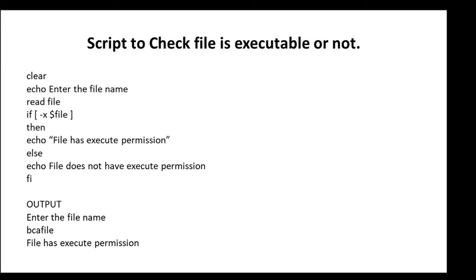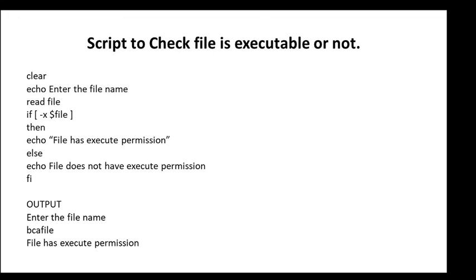Next, script to check the file is executable or not. Enter a file name. File name we are going to enter here. The -x option is used to check whether the file is executable or not. R is for readable, W is for writable, X is for execute. If -x file name, given file name, then the file has execute permission, else the file doesn't have execute permission.